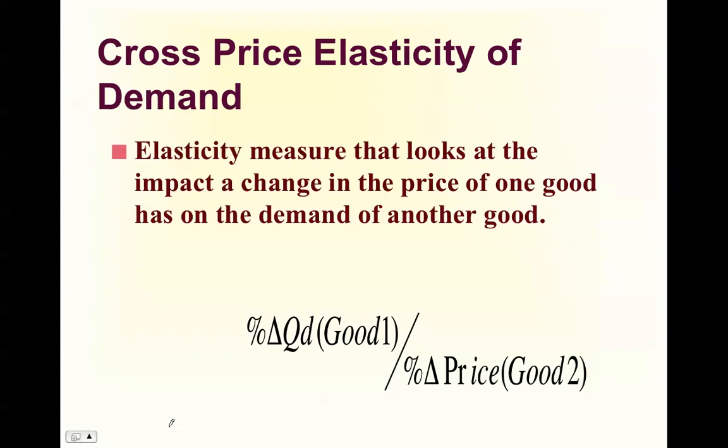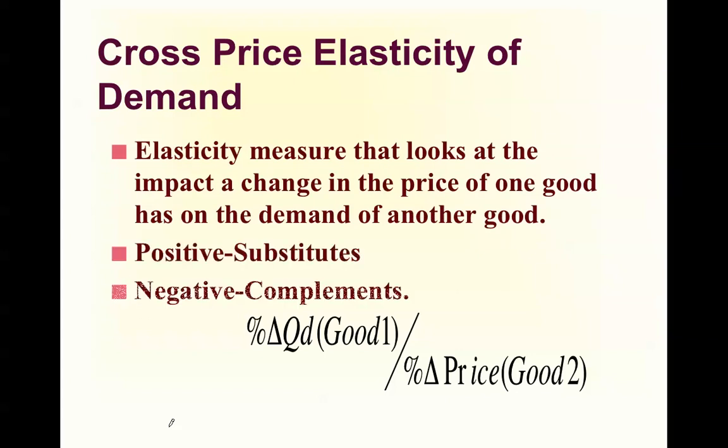Finally, we have cross-price elasticity of demand. There we go. And the formula, and it's with regard to related goods, is an elasticity measure that looks at the impact a change in the price of one good has on the demand of another good. So there's the formula down there. It's the percent change in the quantity of good 1 over the percent change in the price of good 2. If the price of good 2 goes up and the quantity of good 1 goes up, they are substitutes. If the price of Coke goes up, I'm going to buy more Pepsi as a result. Those two goods are substitutes.